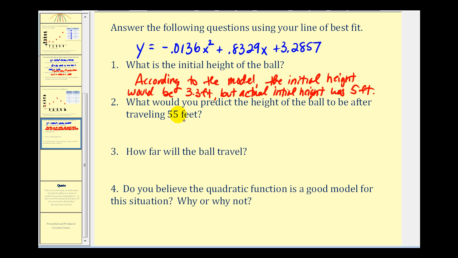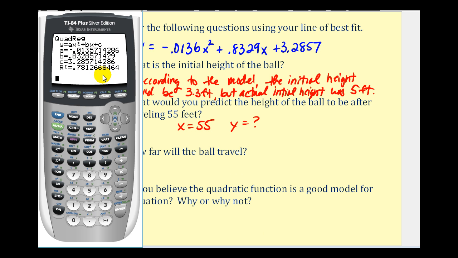Number 2, what would you predict the height of the ball to be after traveling 55 feet? Well, 55 feet is a horizontal distance, so we want to determine what y would be when x is equal to 55. We'll go ahead and use the table feature of the calculator to answer this question. This is one of the benefits of storing this equation in y1. Let's make sure our table is set up correctly.